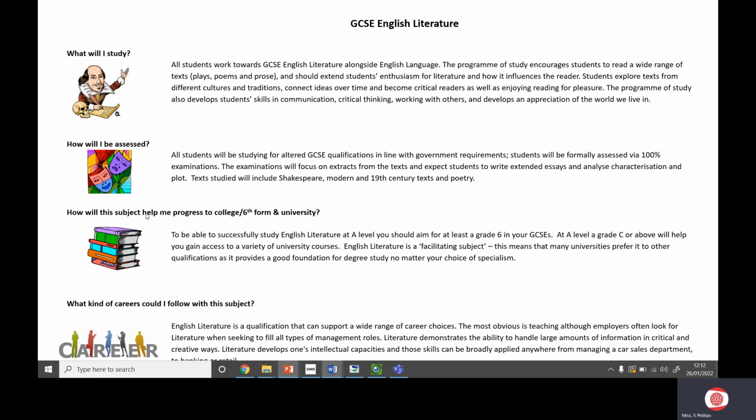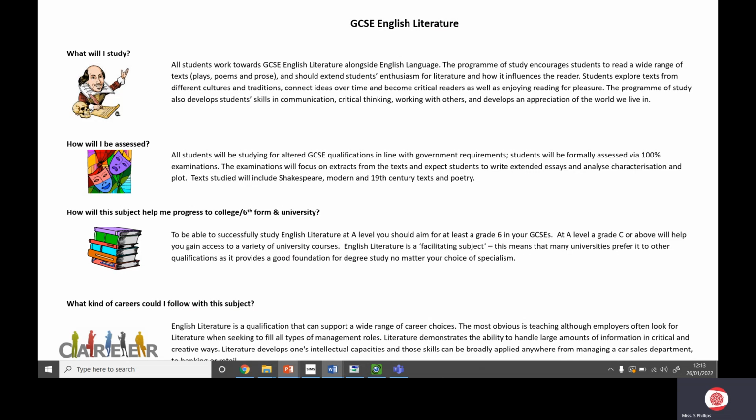How will this subject help me to progress to college, sixth form and university? So to be able to successfully study English literature at A level, you should be aiming for at least a grade 6. At A level, a grade C or above will help you to gain access to a variety of university courses. So English literature is what is referred to as a facilitating subject. That means that lots of universities actually prefer it as a qualification because it provides you with a good foundation for studying lots of other subjects. It's sort of like a springboard.